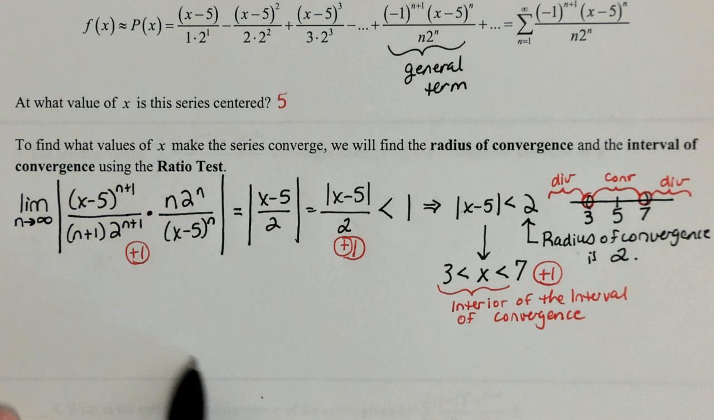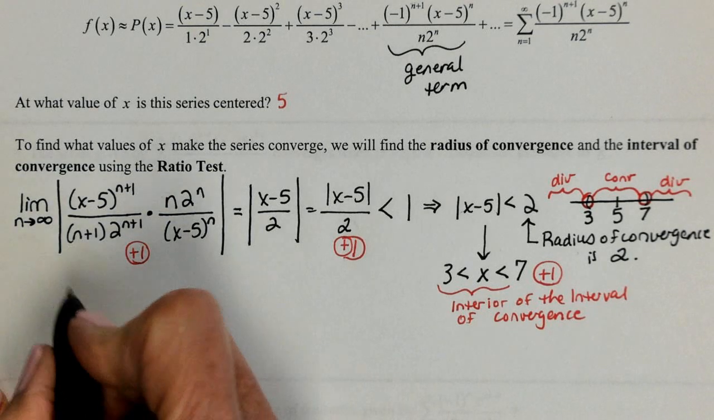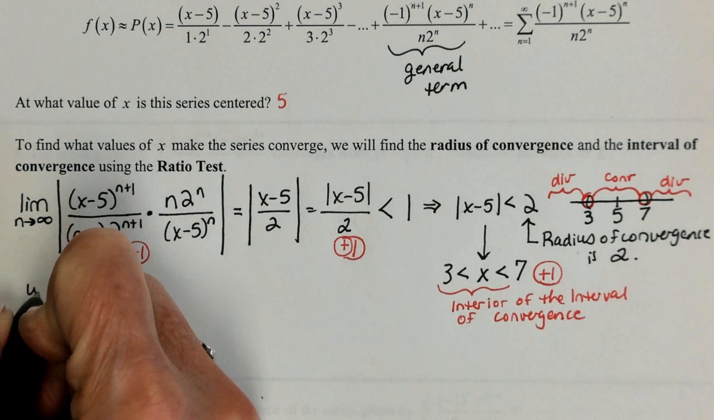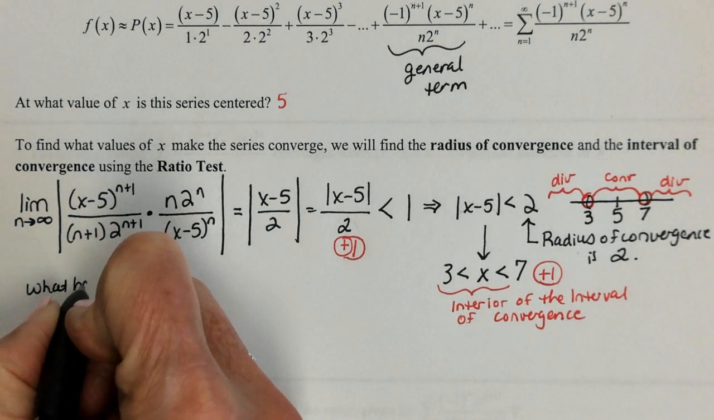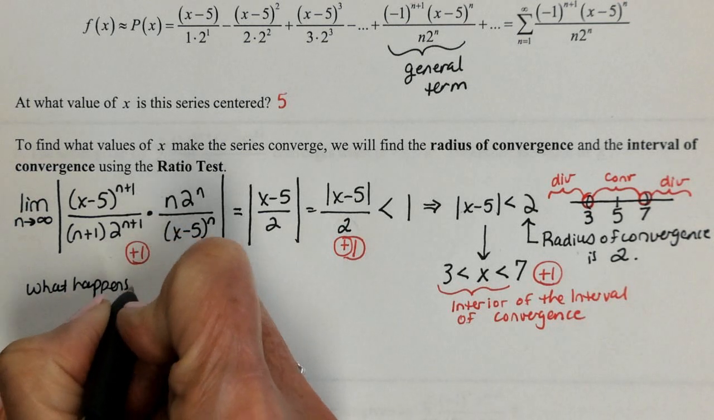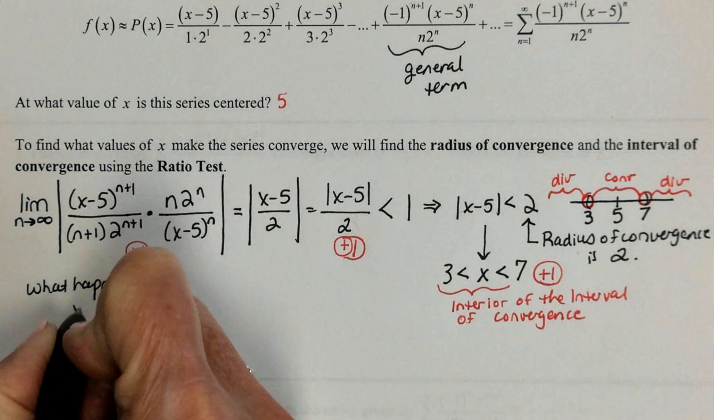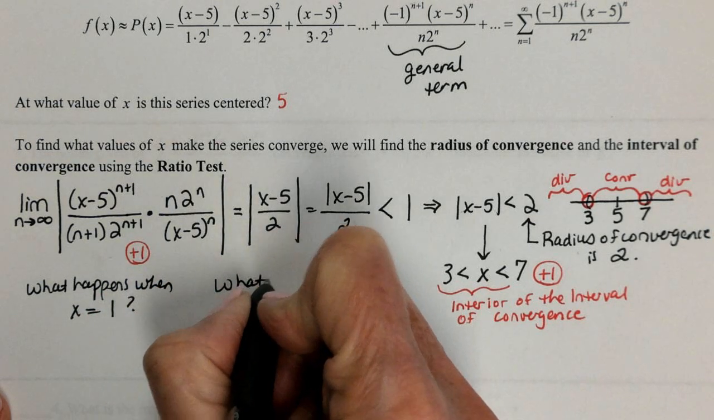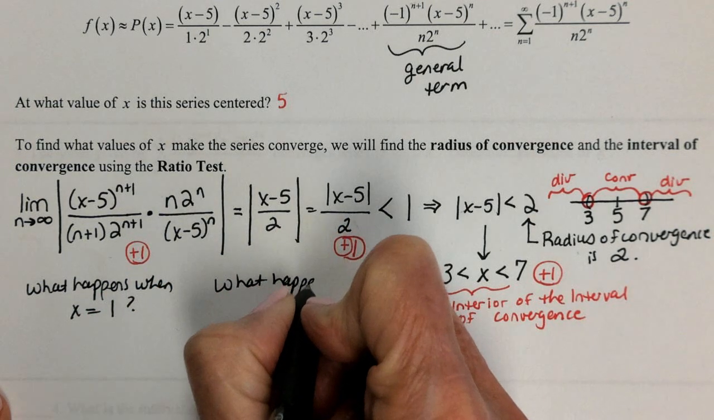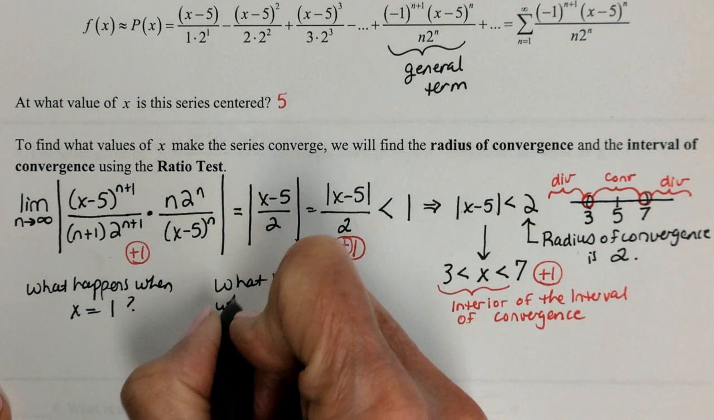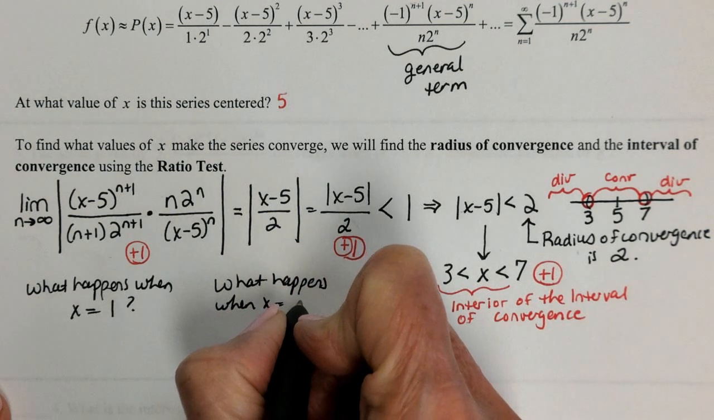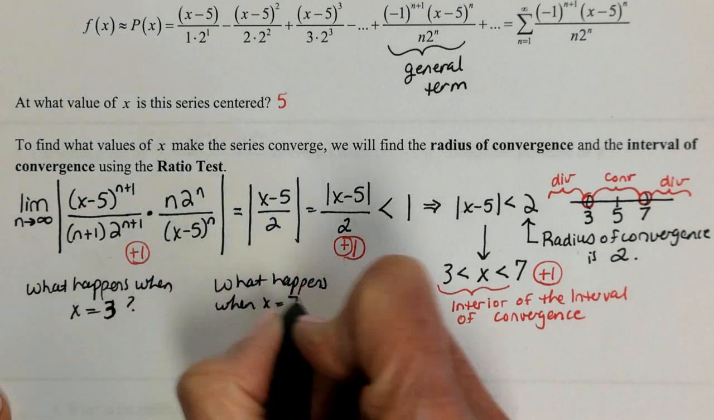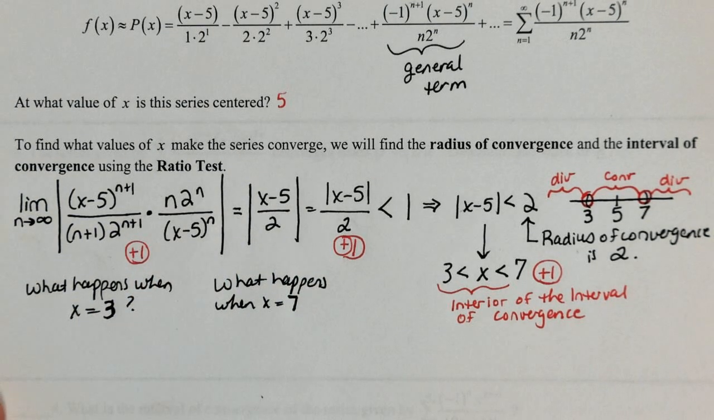So to earn the remaining 1 to 2 points, we are going to test what happens when x is equal to 3, and then what happens when x is equal to 7.